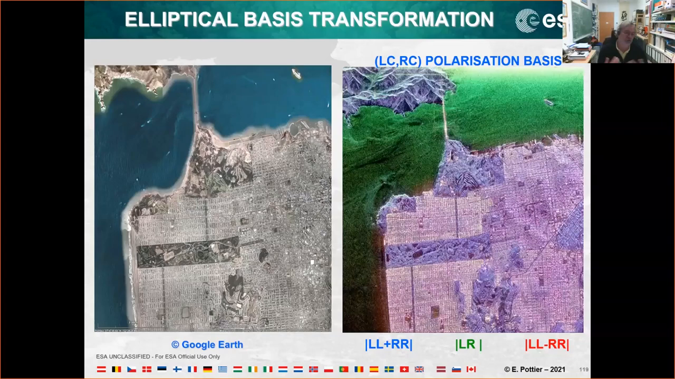Okay? But usually it's not a very important error if I make the average between HV and VH, HV plus VH divided by 2, and so like that, HV equals VH. So usually this is what we do. In PolInSAR, we prefer to keep HV different to VH because this difference in the phase information can improve the reconstruction of the topography, or can improve the reconstruction of some biophysical parameters. Okay, so it depends on the application.